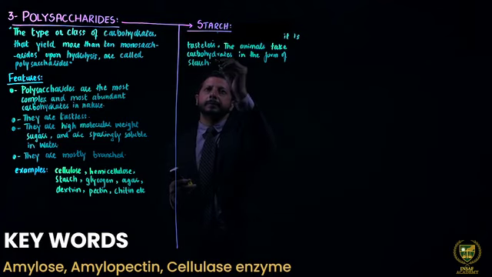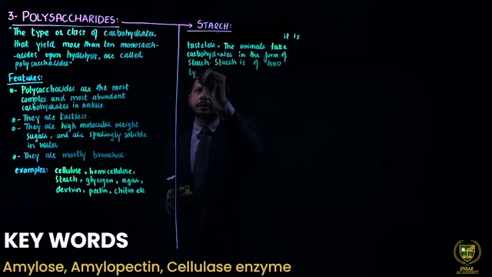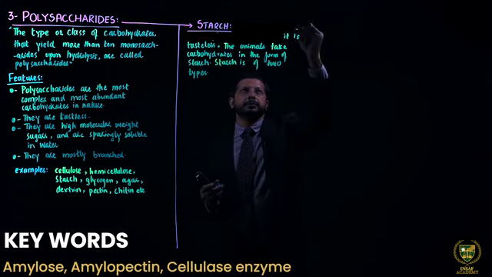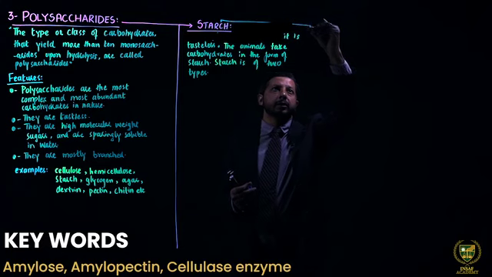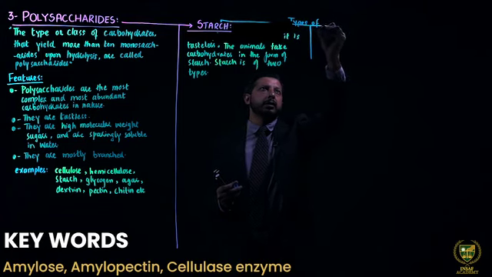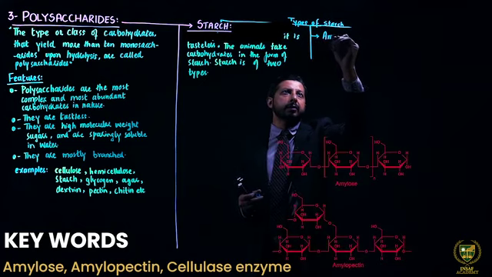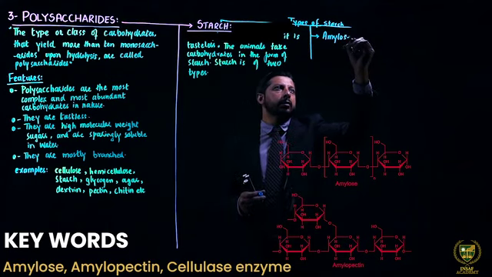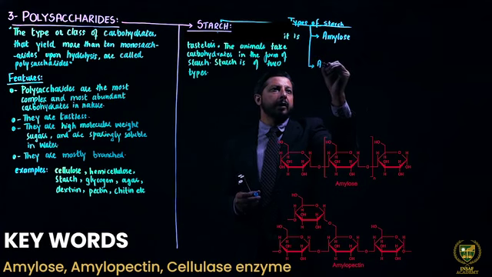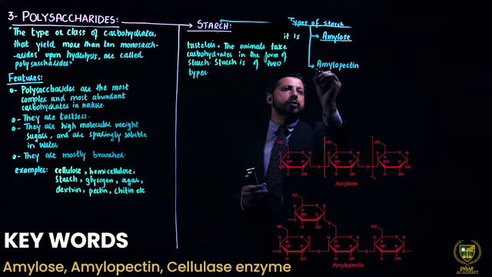starch is of two types. It is of two types. There are two types of starches. Now these are the types of starch. Number one is amylose. And number two is amylopectin. Clear? So these are two types of starches.